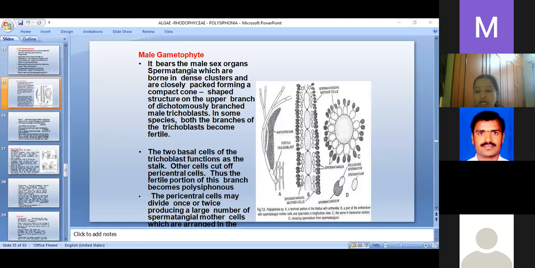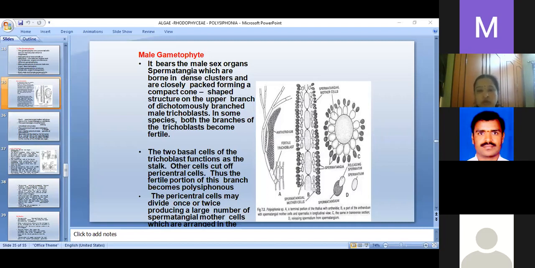The gonimoblast filament and carposporangia, along with the sterile filament, fuse to form a fructification called the cystocarp. Very important, this is the type of fructification you can observe. In the cystocarp there is an ostiole and a pericarp, and a red cystocarp is formed. The carpogonia along with the stalk is called the carposporophyte, which releases the carpospores.